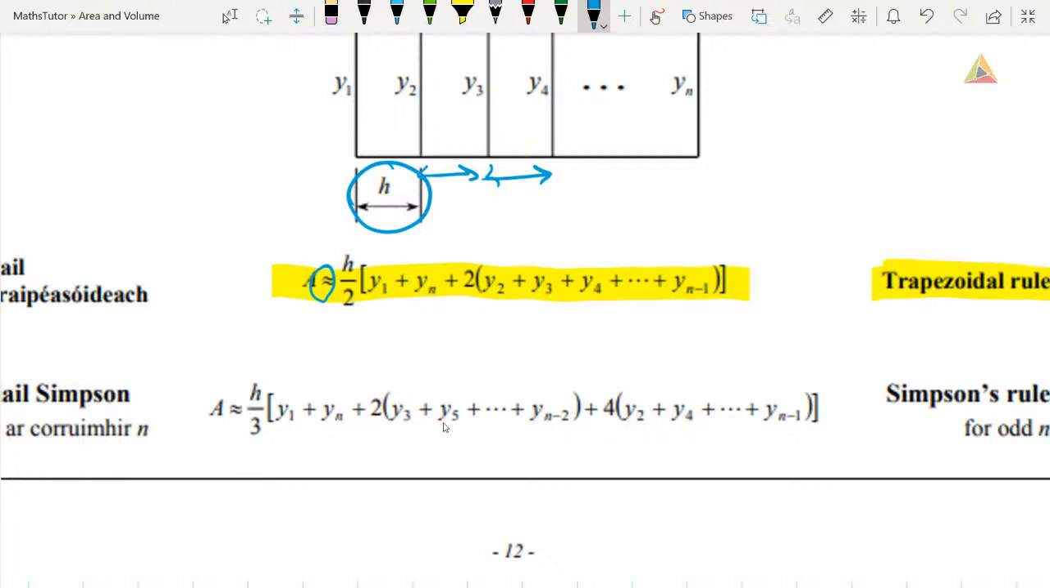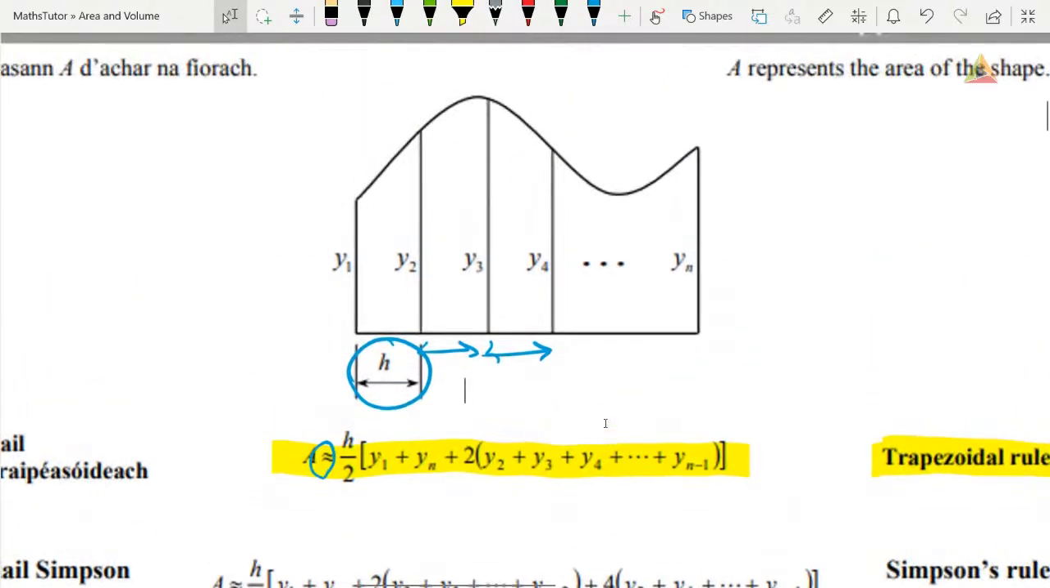And then it says y1 plus yn. So when I look at the picture, I can see that y1 is the first line that they have. So this is our y1. And yn is the last line that we have. So when it says y1 plus yn, we're meaning this is the distance or the length of the first piece, and this is the length of the last piece.